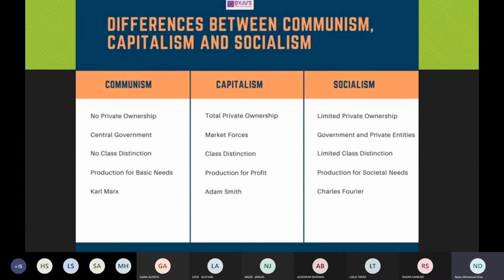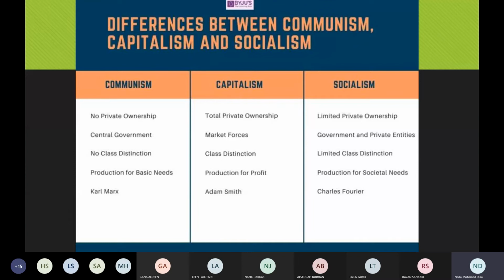Communism, production for basic needs only. In capitalism, they produce for profit. So they do not think of individual rights. No, they just produce to get money. Socialism, production for societal needs, for the society.